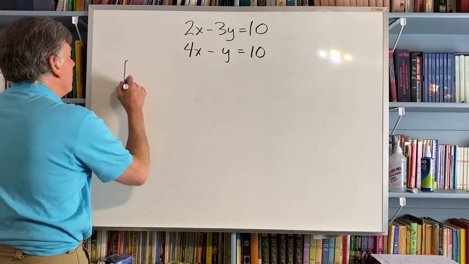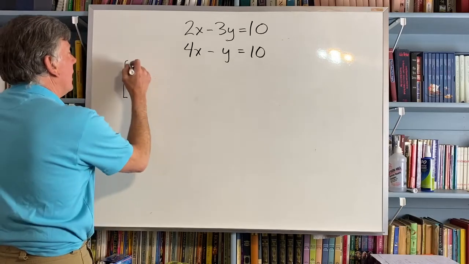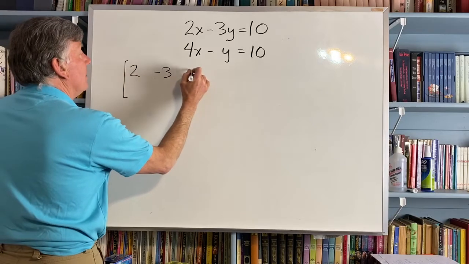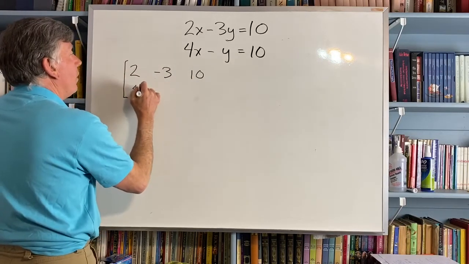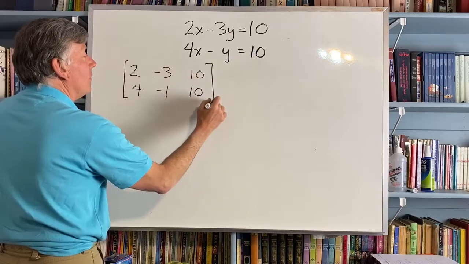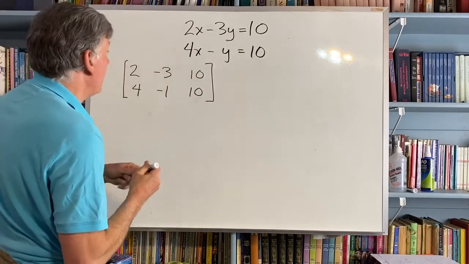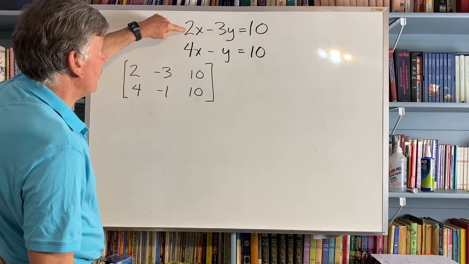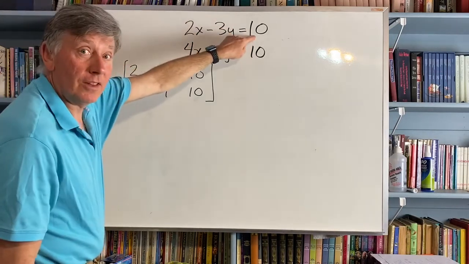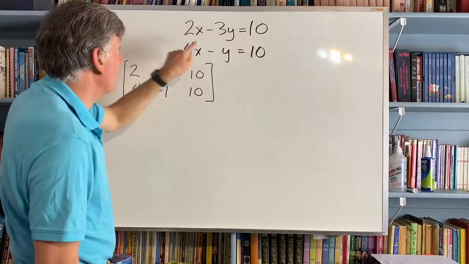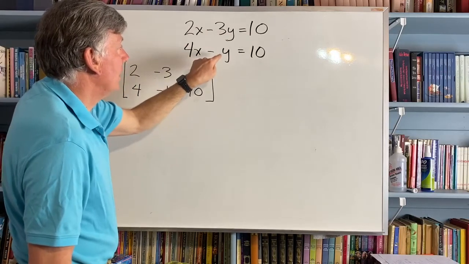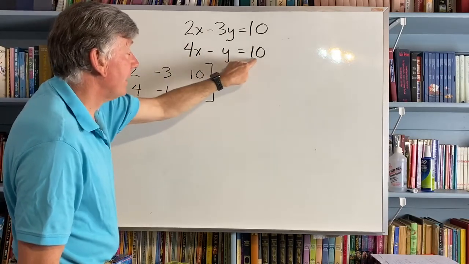I like to make these little brackets, and I'm going to go 2, minus 3, 10, 4, minus 1, 10. Then I'm going to close it with another bracket there. What I've done is I've just taken the numbers that are in front of x and y and this number that's on the other side of the equal sign. 2, minus 3, 10, 4, negative 1, 10.